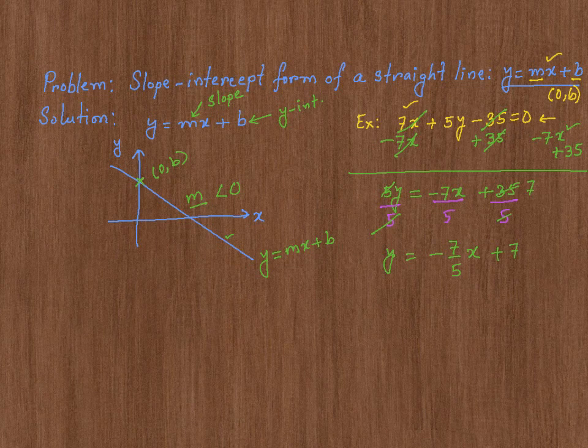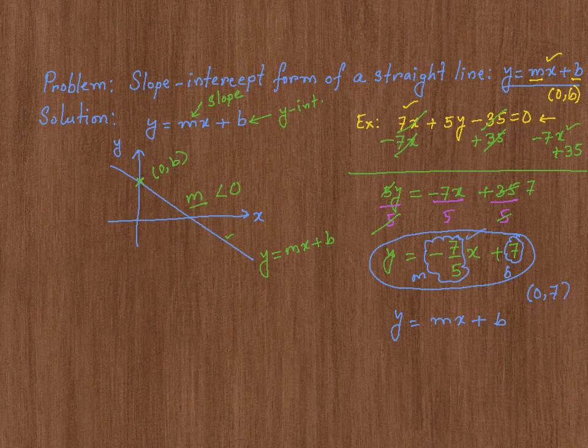Now we have our equation in the slope-intercept form. y is equal to mx plus b. As we can see, this is going to be my m, the slope, and this is going to be my y-intercept, b. So the y-intercept for this straight line is going to be (0, 7), and the slope is going to be negative 7 over 5.